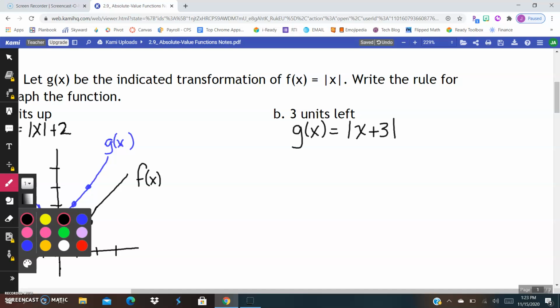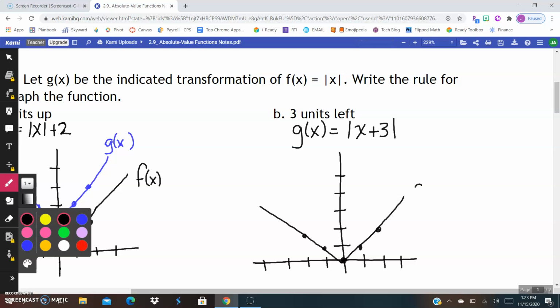And then to graph this one, we are going to start off again with the parent function. So that same f of x function here. And then to slide it 3 units left, we just slide all the points over 3 spots. So our graphs aren't changing size, they're just changing the position that they're in on our graph.